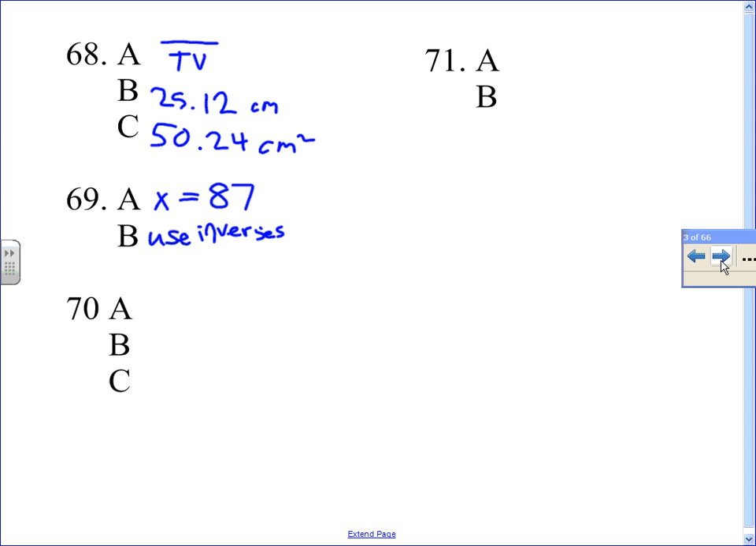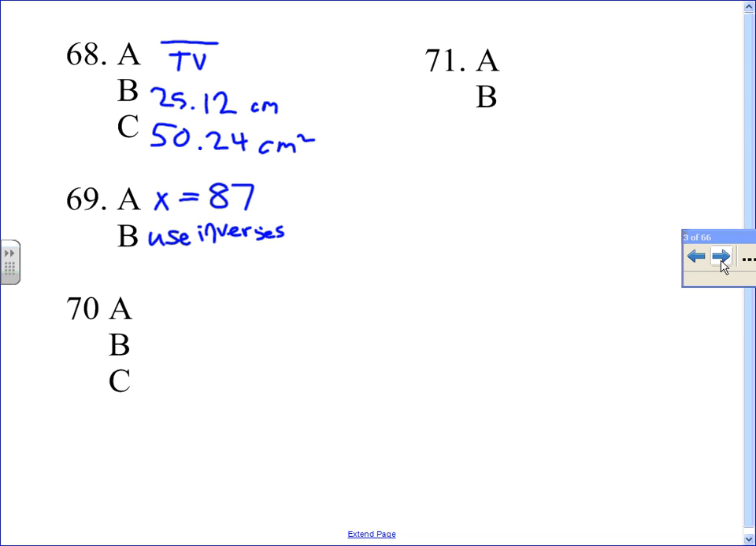Okay, 69. X is 87. Letter B. Okay, you could say that. What did you use to solve it? You used the inverse. The opposite operation of multiplication is division. And then you could put it back in.